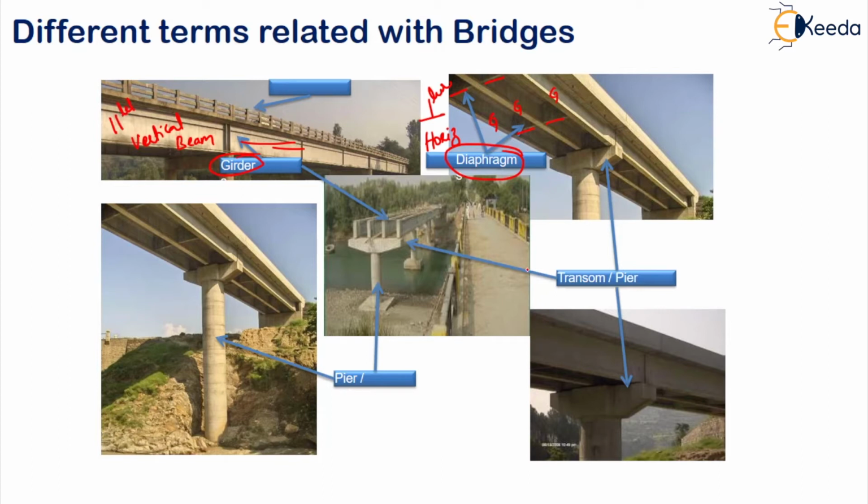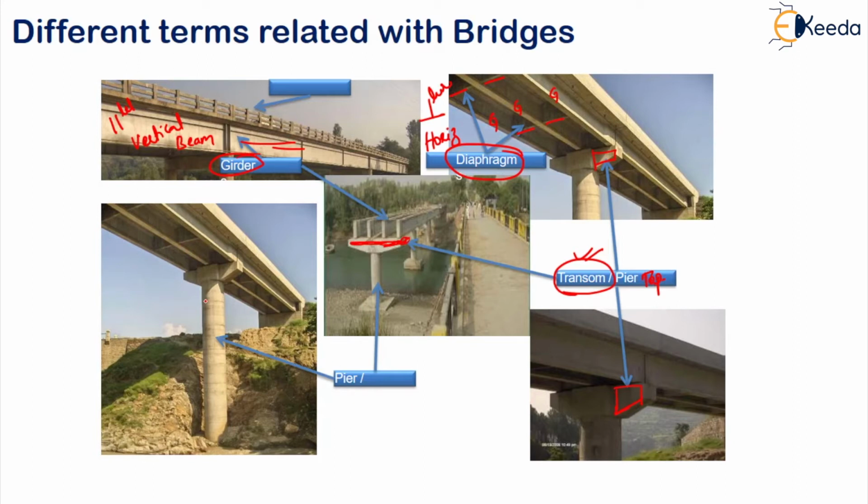Next is your transom. Transoms are nothing but these elements which you can see here. These are also pier top supports. These shapes which you see are the top of your pier. You can call them transoms. So pier top, actually, it should be written, right?